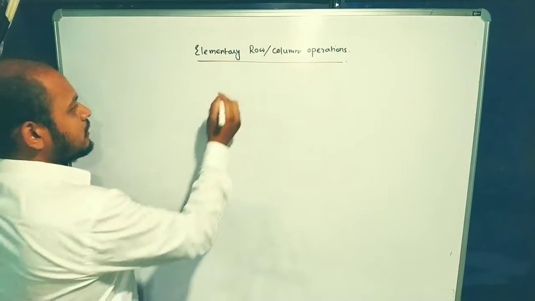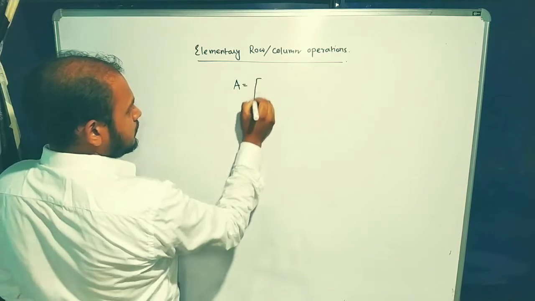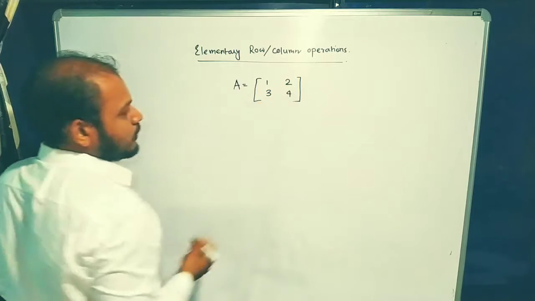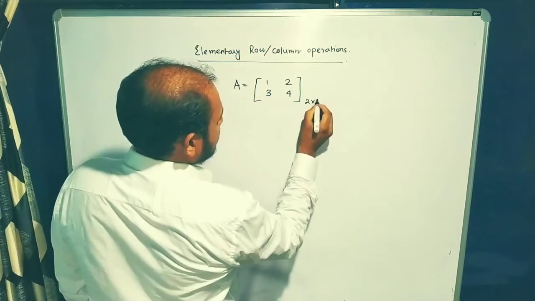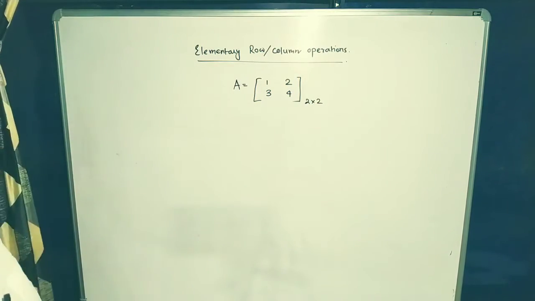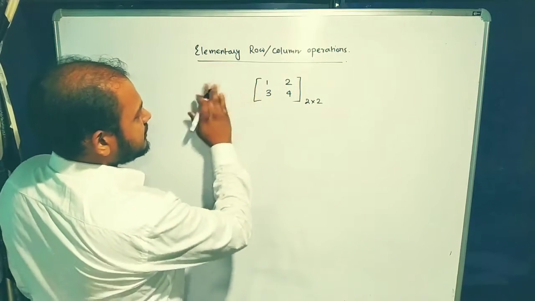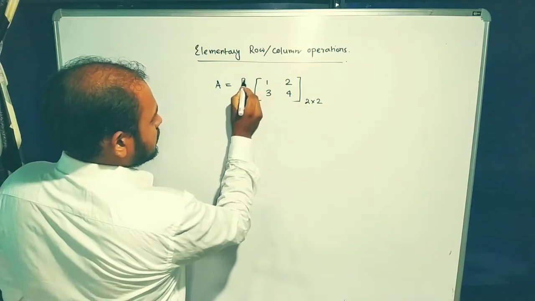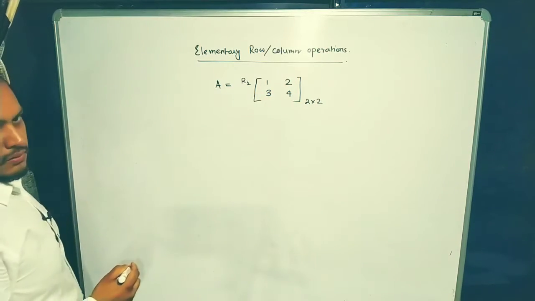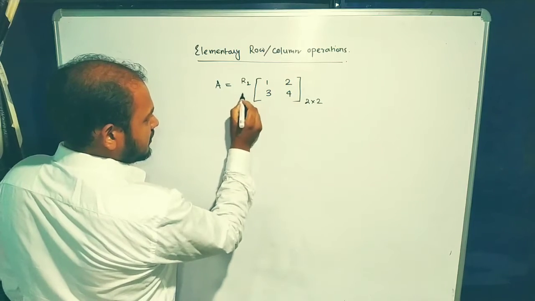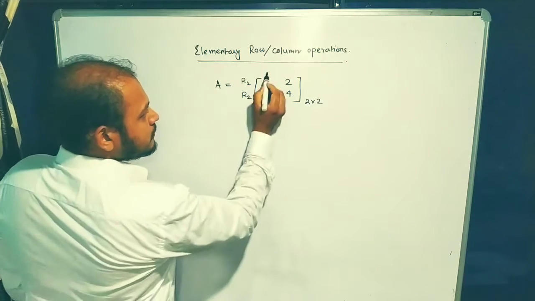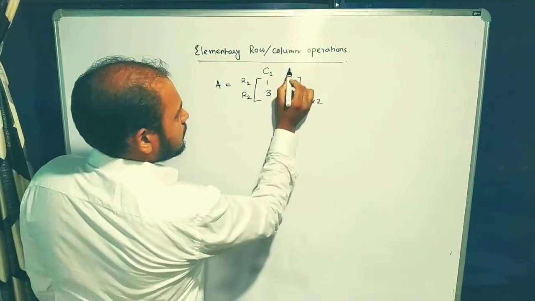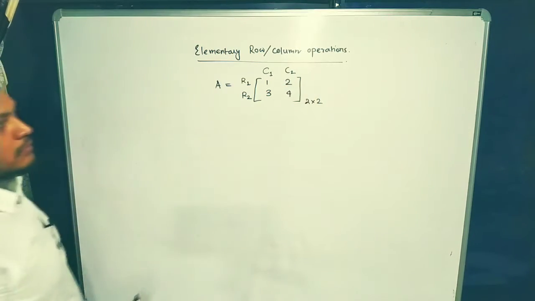For example, I give you a matrix A is equal to 1, 2, 3, 4. Consider a matrix 1, 2, 3, 4. This is a 2 by 2 square matrix. And let us first of all identify the rows and columns of this matrix. So this is the first row designated as R1. This is the second row designated as R2. This is the first column designated as C1. And this is the second column designated as C2.